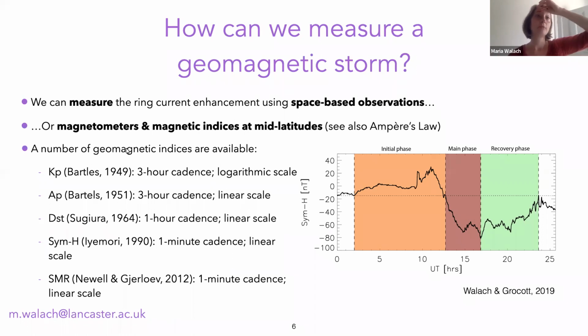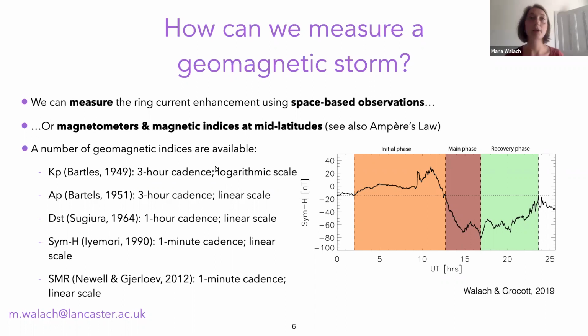So one of the oldest geomagnetic indices is Kp. It's been around for a long time, and it uses a 3-hour cadence. It is on a logarithmic scale, so this is similar to what I showed earlier with the K-index. The K-index is on a smaller time scale, so a smaller cadence.